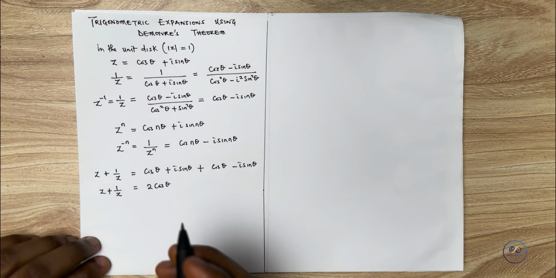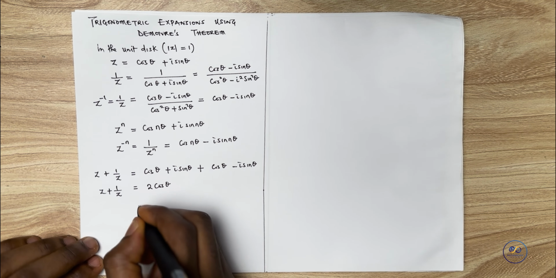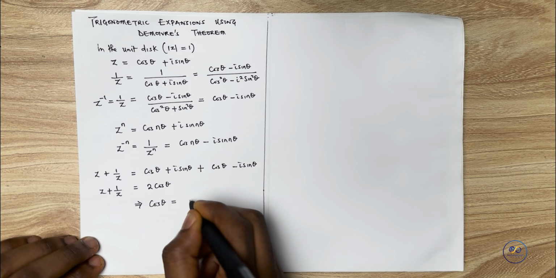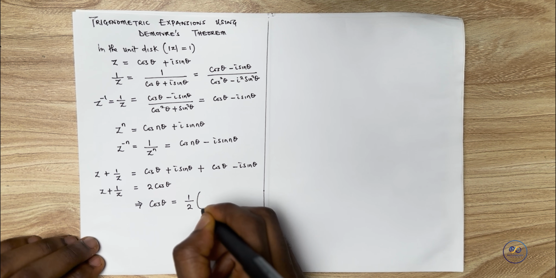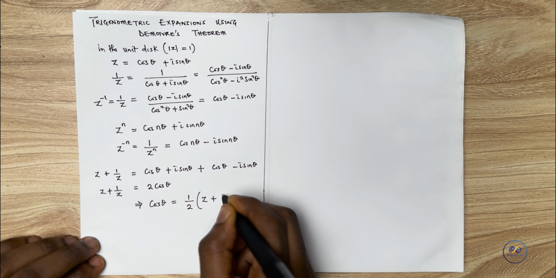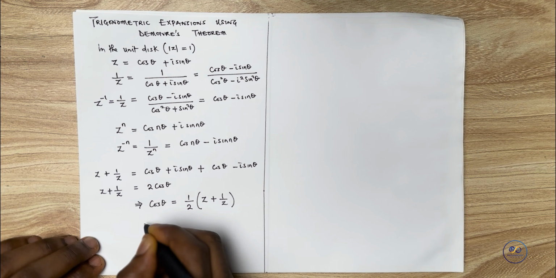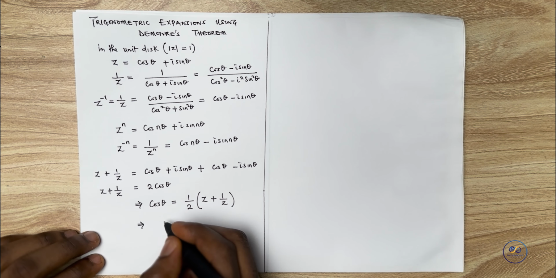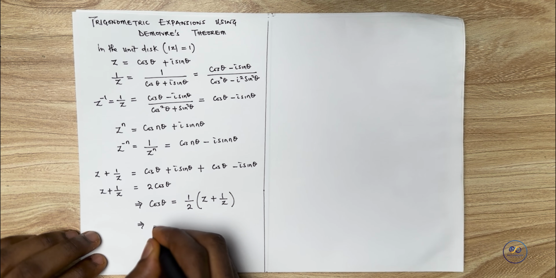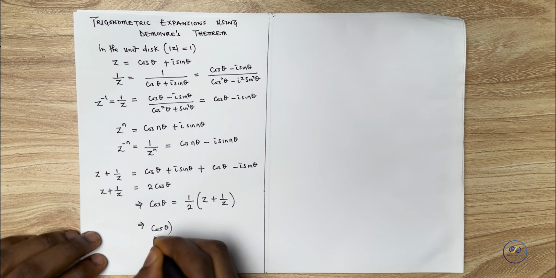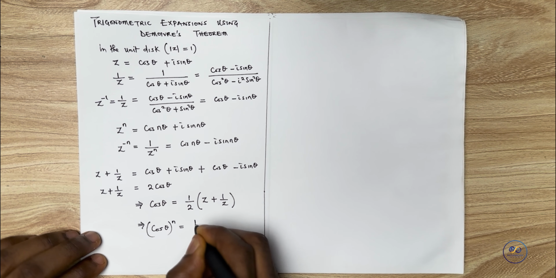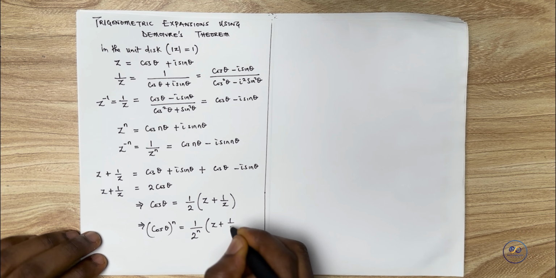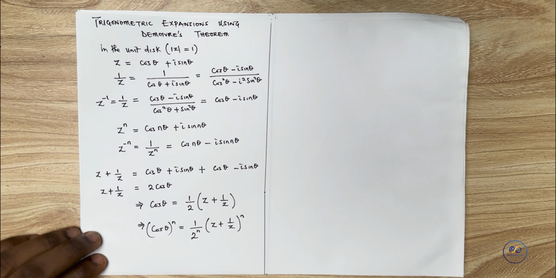Similarly, we would see that from here, we can write that cosθ is in fact equal to 1 over 2 into z plus 1 over z, such that if we take the nth power of both sides, we would simply have in this regard that cosθ raised to the power of n will be equal to 1 over 2 raised to the power of n, z plus 1 over z raised to the power of n.